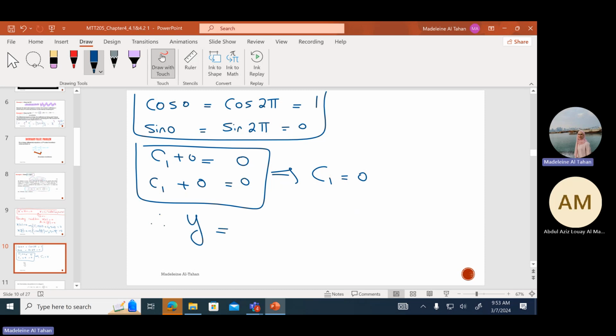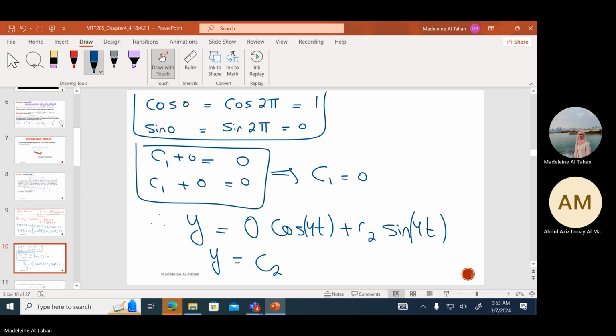It means that y equal 0 times cosine 4t plus C2 times sine 4t. So y is equal to C2 sine 4t. It means that this is a solution for every value of C2, right? So how many solutions did we get? Unique.